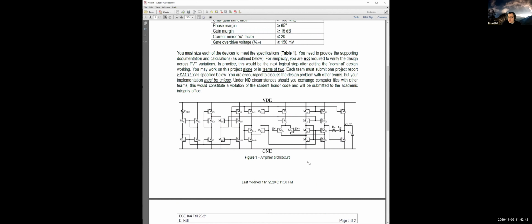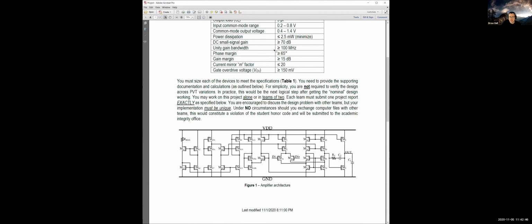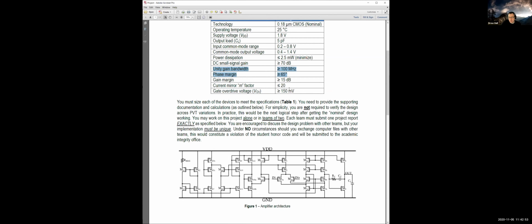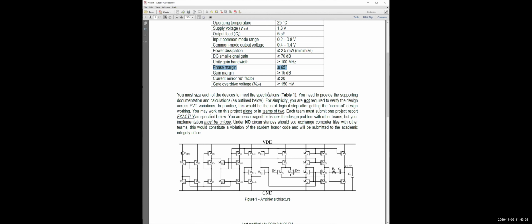Where are you going to put your poles? Where are you going to put your zeros? Because that directly feeds into your unity gain bandwidth and your phase margin. And the majority of your power that you're going to spend is to get this phase margin. Okay. I'll talk a little bit more about the compensation and some of these blocks in subsequent lectures, but I want to get this out to you guys as soon as possible so you can start with some of the aspects of it.